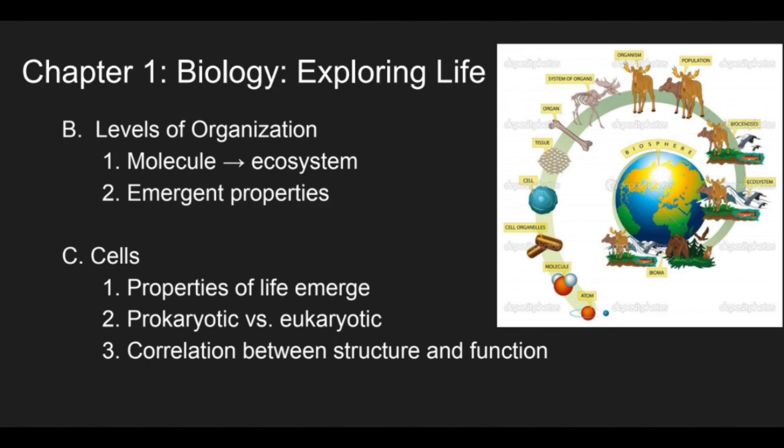You need molecules to make up organelles. You need molecules and organelles to make up cells. So as we move up the ladder of the hierarchy, we're going to have emergent properties that help support the next level. Another thing I want to touch on in this slide is the difference between prokaryotic and eukaryotic cells.